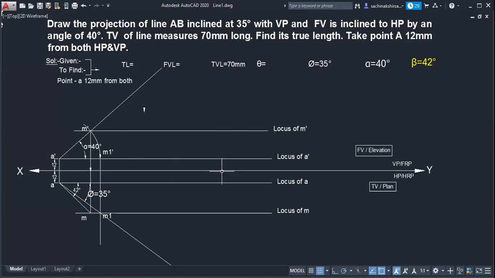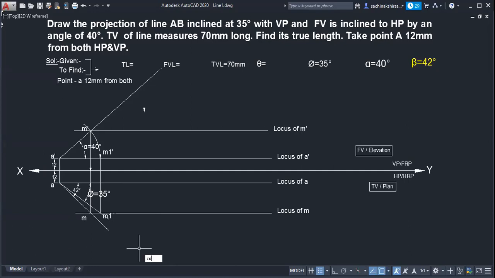What can we do now? TVL 70 is given, sir. Extend which line? AM. Up to 70 mm we can extend this line. And which point will we get? B. Here we will get point B.